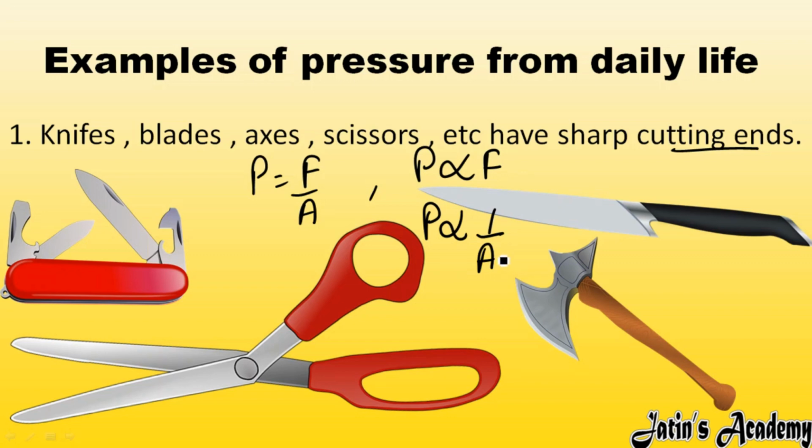If you just increase the area of any object, the pressure applied will be reduced. This is inversely proportional, this is directly proportional. As you can see in the case of a knife, a sharp cutting edge is there. Why is a sharp cutting edge there? Because here the area is less. If area is less, then the pressure exerted on any object will be more.